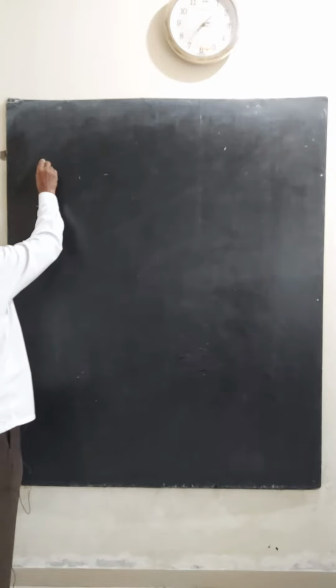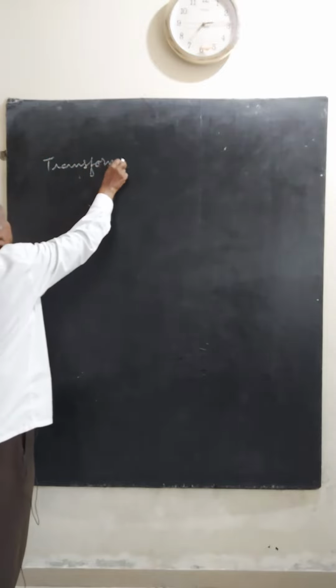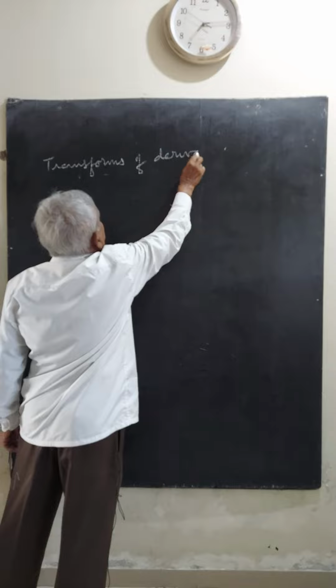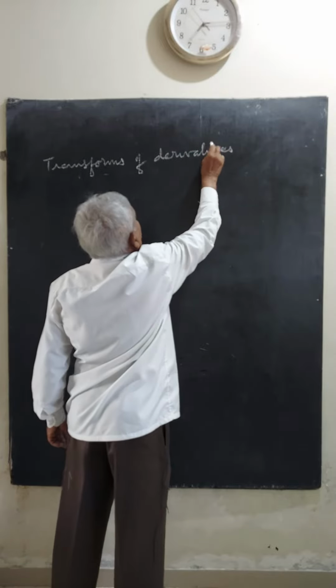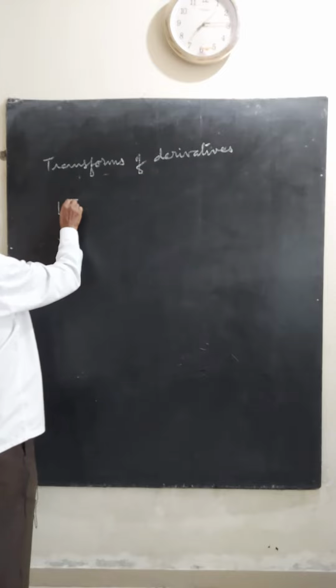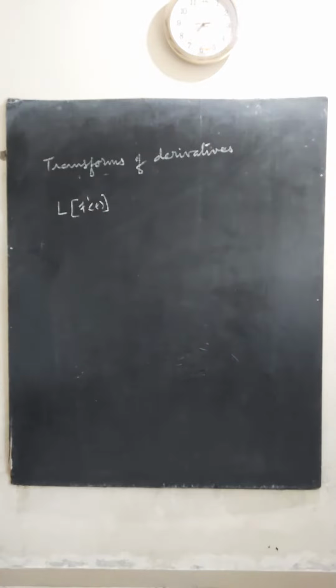Let us go into transforms of derivatives. We already saw this, and now again we are seeing it to find the proof for the initial value theorem and final value theorem. L of f dash of t. Dash means one time differentiated. The function of t is differentiated one time. This is called f dash.